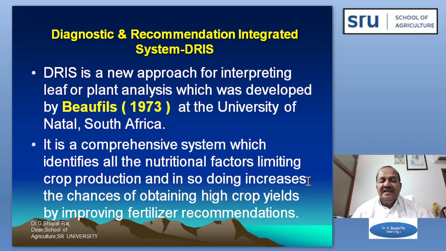So of late, many scientists are using this approach to identify the yield limiting nutrients in different crops, in particular the annual crops like horticultural crops. It is a comprehensive system which identifies all the nutritional factors limiting crop production, and in so doing, it increases the chances of obtaining higher crop yields by improving the fertilizer recommendations.